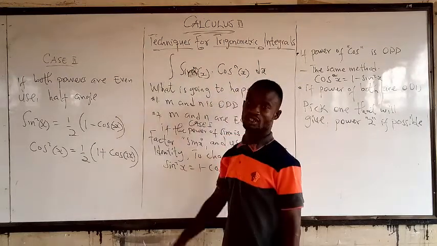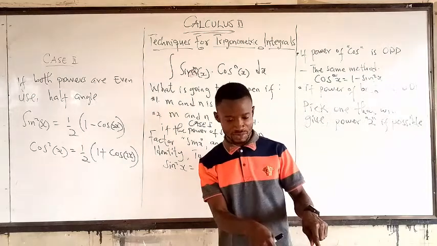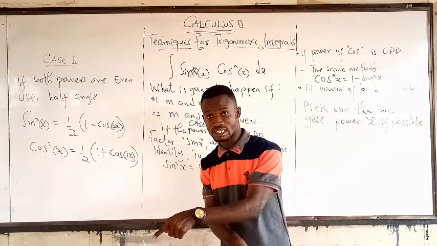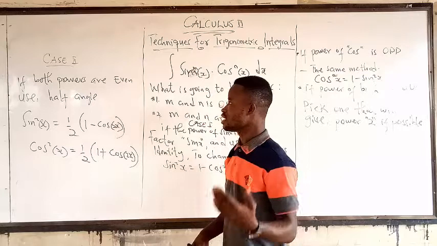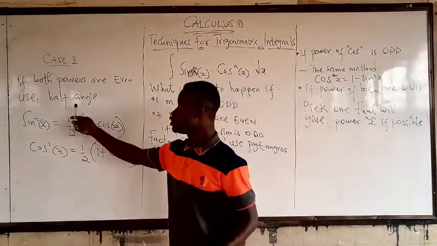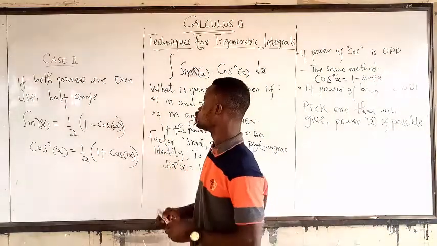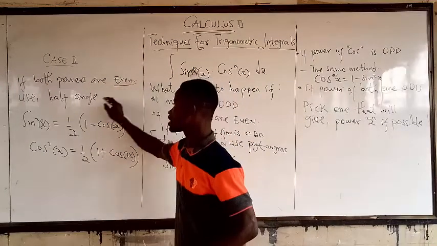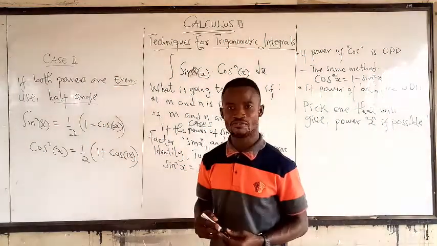What if the powers are even? Sine is even, in the same way cos is even. How do we do that? It's not difficult. You will use half angle, straightforward. You will use half angle.